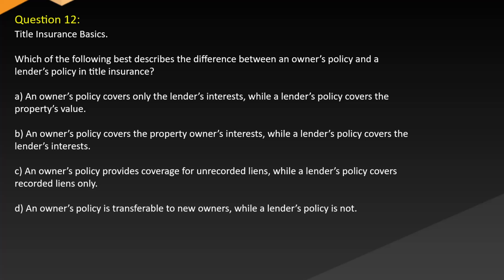Question 12. Title insurance basics. Which of the following best describes the difference between an owner's policy and a lender's policy in title insurance? A. An owner's policy covers only the lender's interests, while a lender's policy covers the property's value. B. An owner's policy covers the property owner's interests, while a lender's policy covers the lender's interests. C. An owner's policy provides coverage for unrecorded liens, while a lender's policy covers recorded liens only. D. An owner's policy is transferable to new owners, while a lender's policy is not.